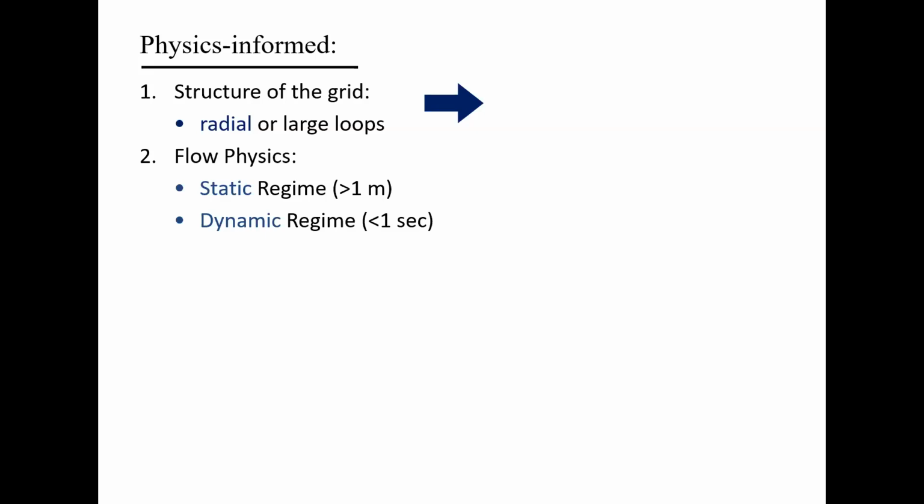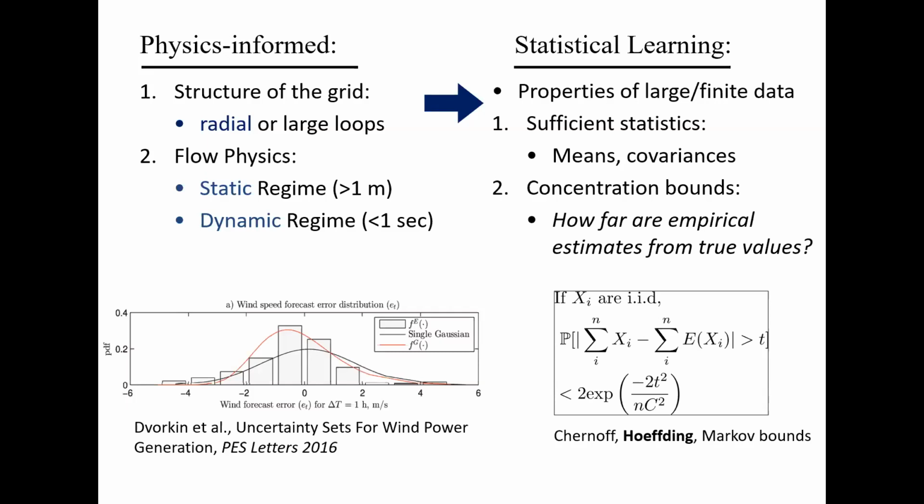And the next part of the objective of my analysis is statistical learning. So I use this physics informed information and then use statistical learning. Now what statistical learning does is you use collections of large amounts of data, which is still finite, and look at their properties. So one of the ways of looking at it is you measure sufficient statistics of those quantities. So for example, you can look at means and covariances of quantities that you measure at different locations in the grid. So for example, you can look at wind speed, you can look at the amount of irradiation or the amount of solar power available across a different geography.